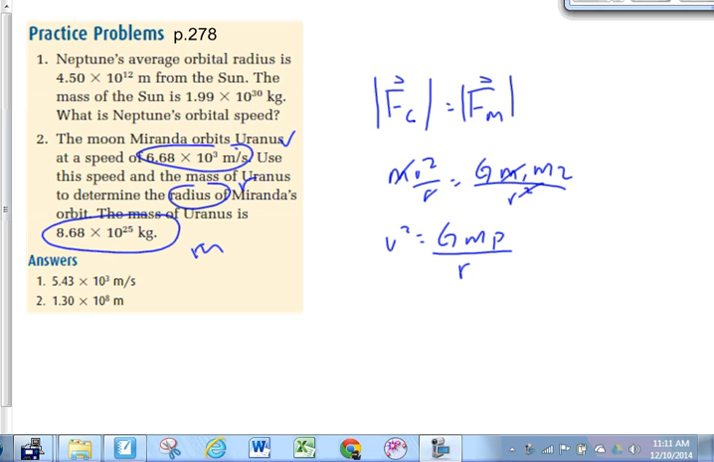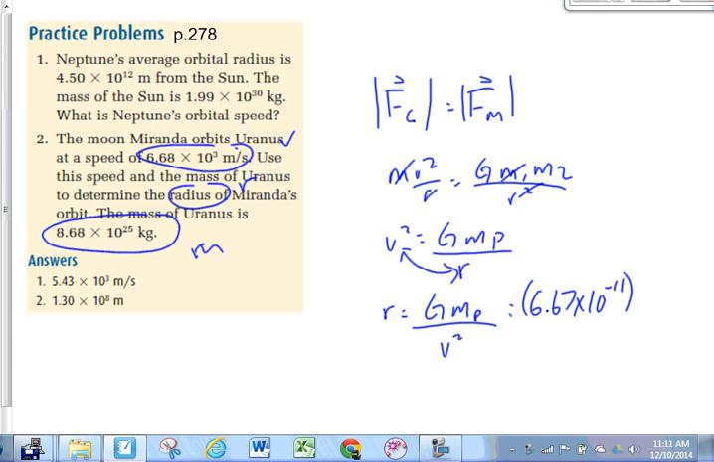We're looking for r. So now what we're going to do is take that up by multiplying. Take the v squared down by dividing. It becomes r is equal to G times the mass of the producer over v squared. So it's 6.67 times 10 to the minus 11 times the mass of the producer, which is the planet, right? Because it's the satellite. The moon is orbiting around the planet here. Divided by v, which is 6.68 times 10 to the 3. Square it. Don't forget to square that.